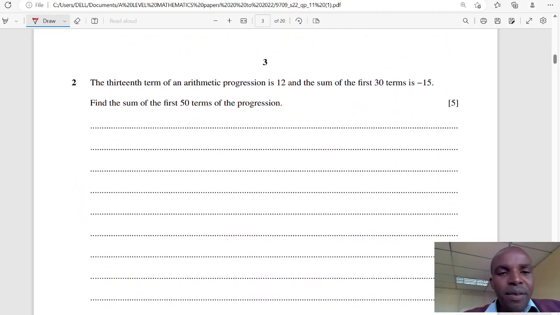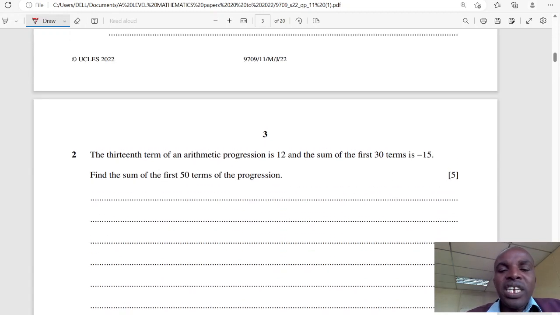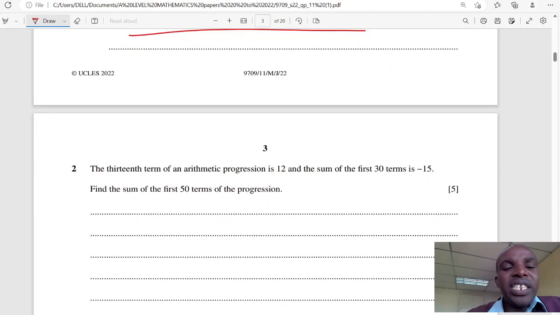The 13th term of an arithmetic progression is 12, and the sum of the first 30 terms is negative 15. Find the sum of the first 50 terms of the progression. Right? There are formulas that you have to apply in this case. So the first formula is the nth term of an AP is a plus (n minus 1) times d. It will be there in your formula booklet, however.